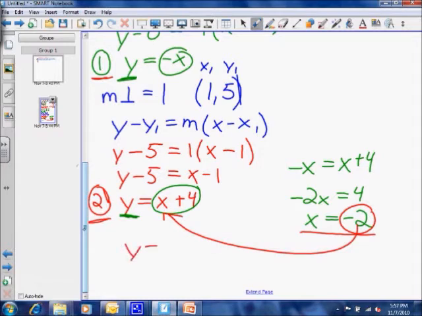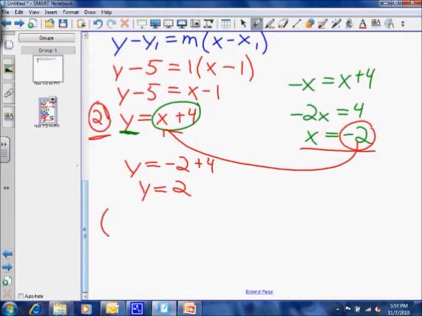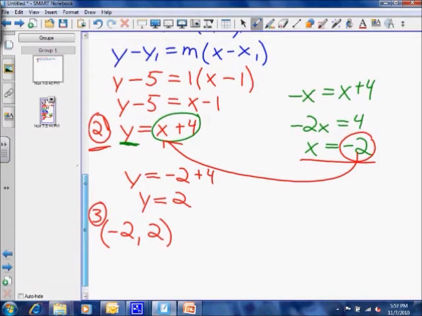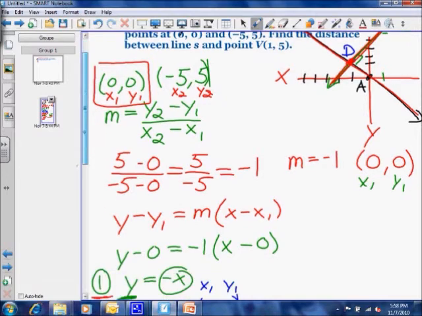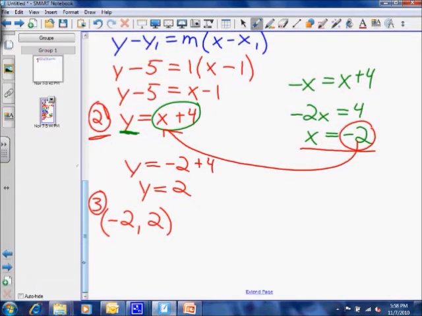So if I solve that part of it, I have y is equal to -2 plus 4, or y equals 2. So step 3 then gives me my ordered pair. My ordered pair is -2, 2. And this right here from step 3, if I go back to my original picture, was this point D that I'm talking about. And if we look at the crude graph that I have, it looks like it would be in a spot of -2, 2.